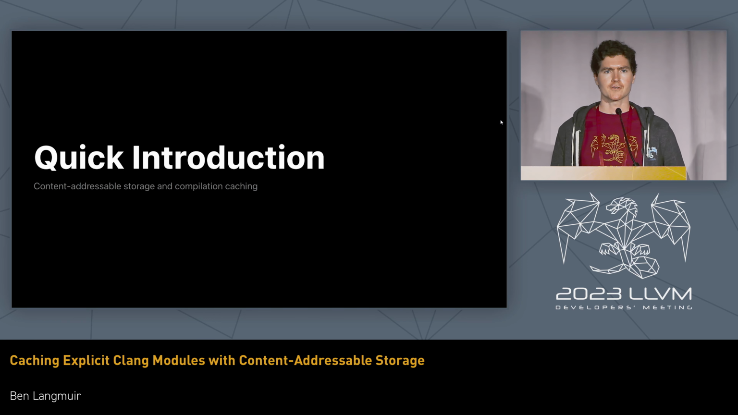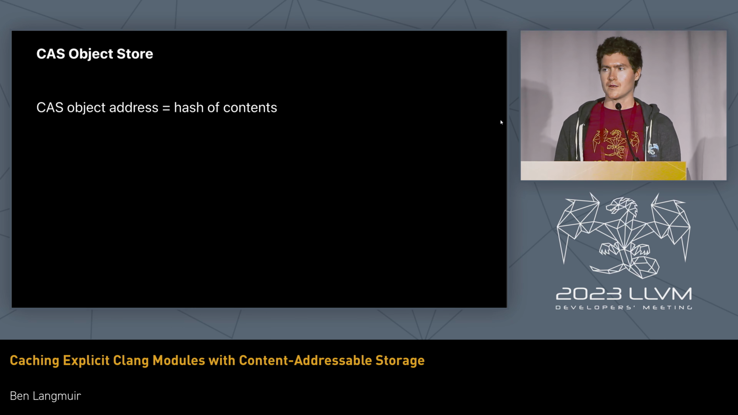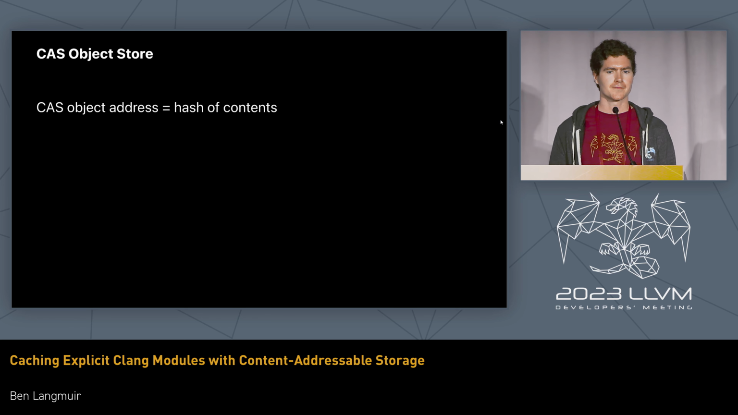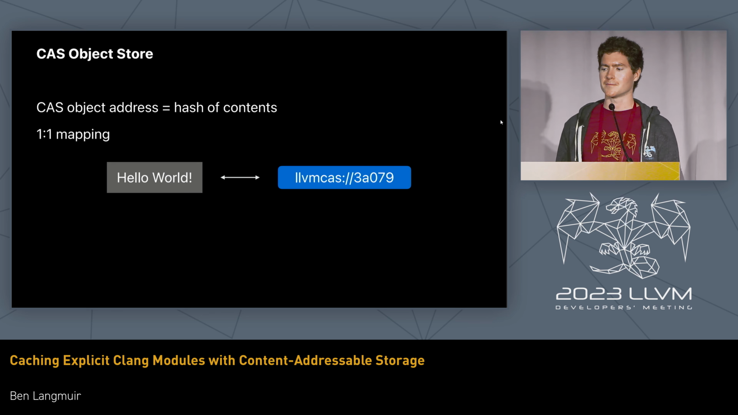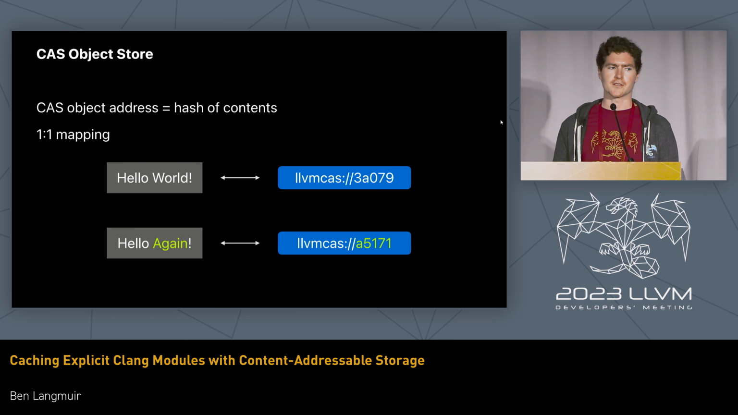First, a quick introduction to content-addressable storage and its role in our caching system. In content-addressable storage, or a CAS, data is stored where the object's address is given by a hash of the contents. That means we get a one-to-one mapping between a CAS identifier and a given piece of data. Any change in the data means we get a different CAS identifier.